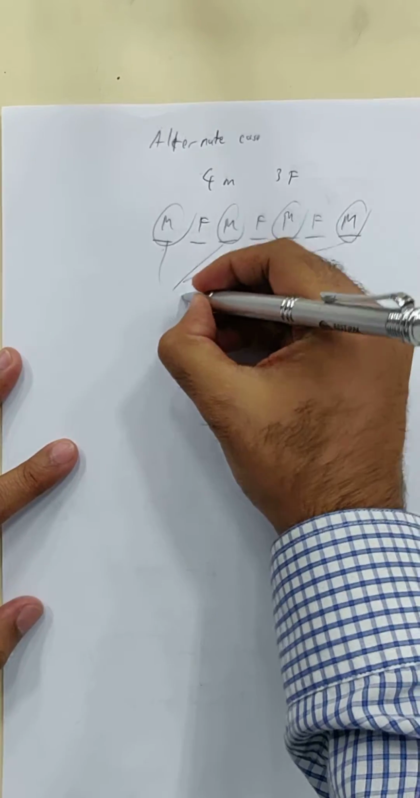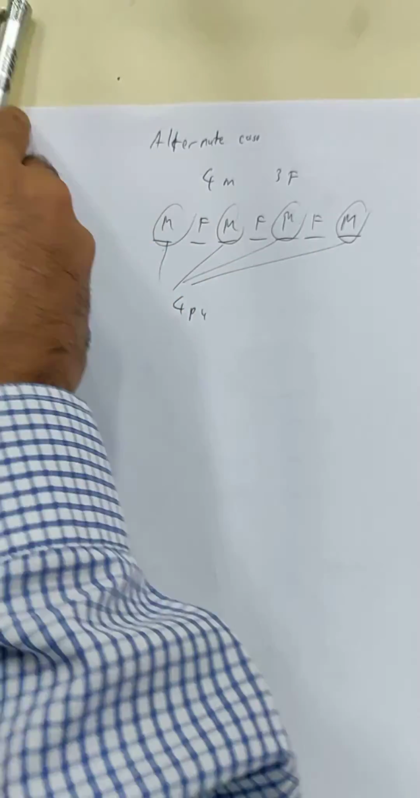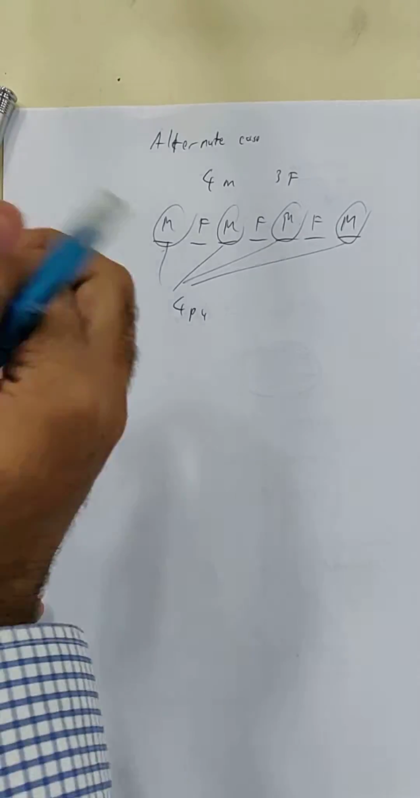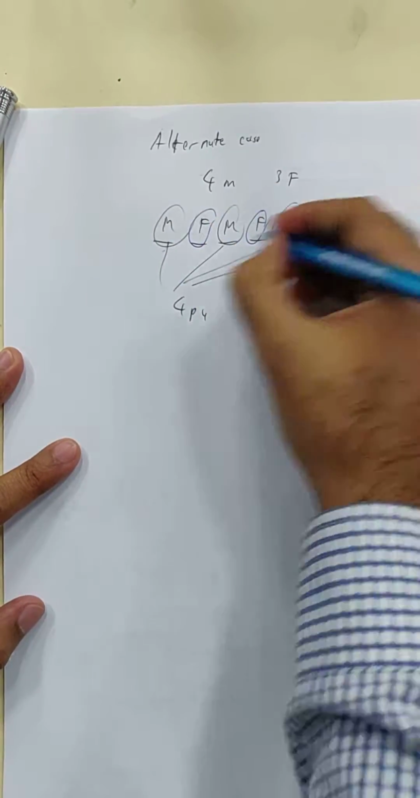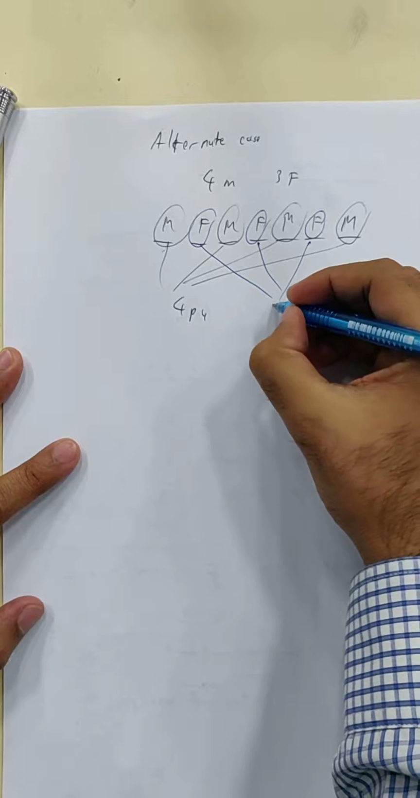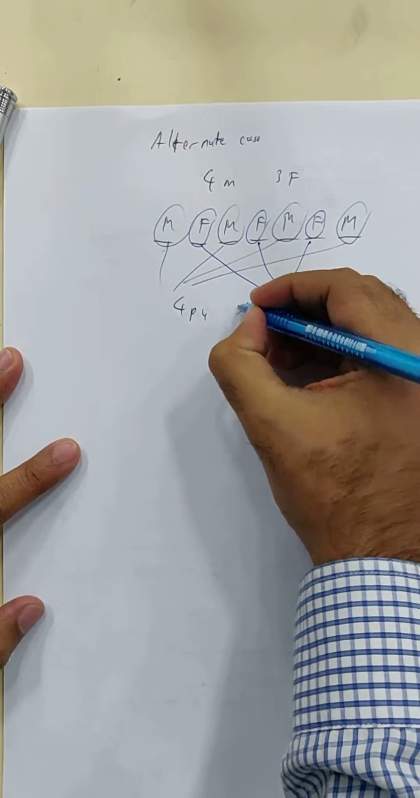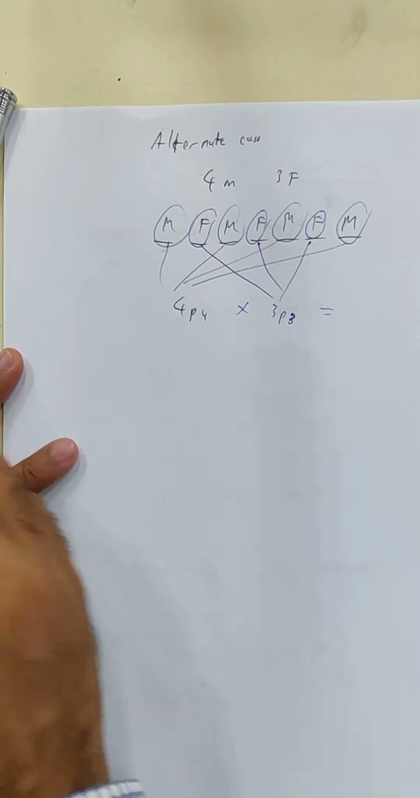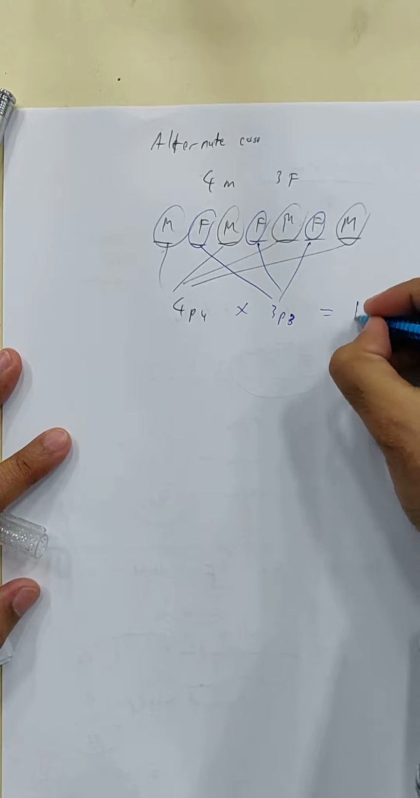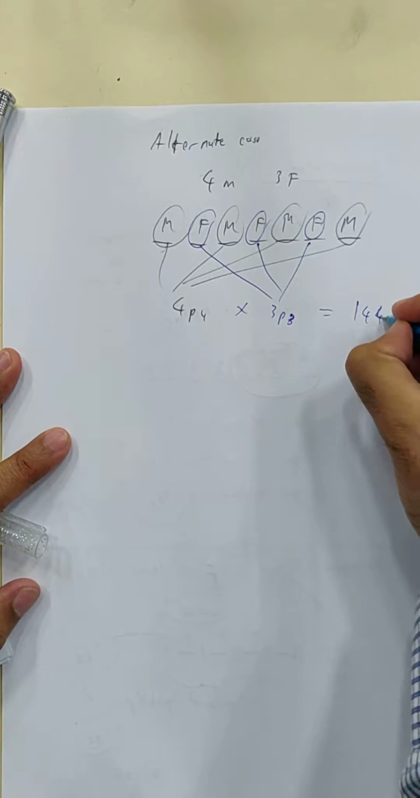So for the males, 4P4. For the females, 3P3. Then we times them up. You should get the answer 144.